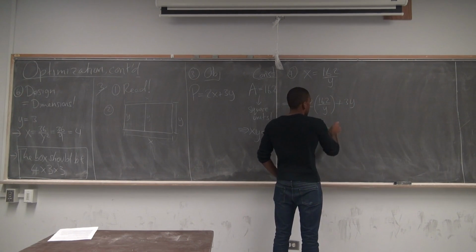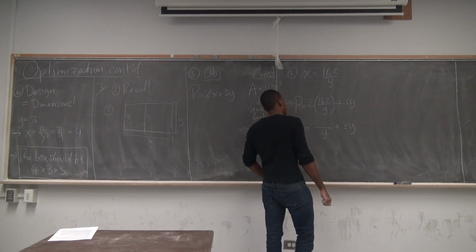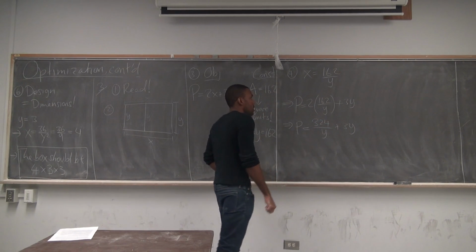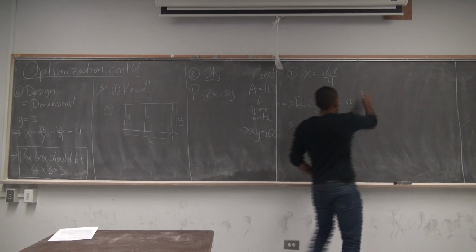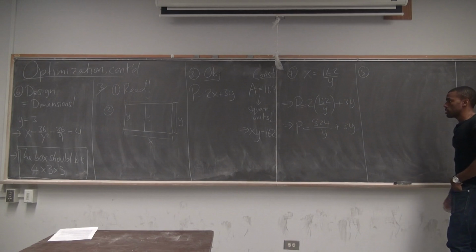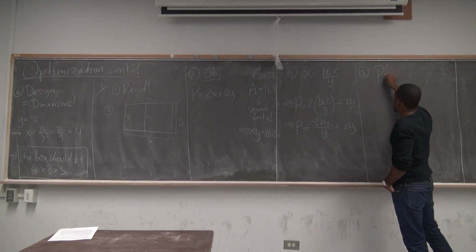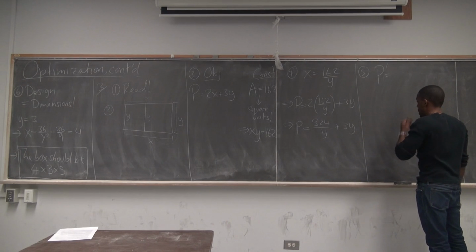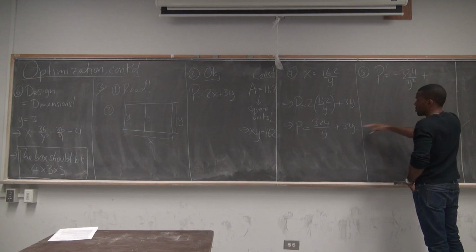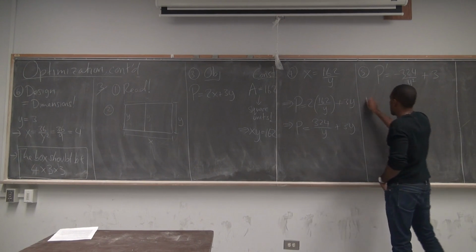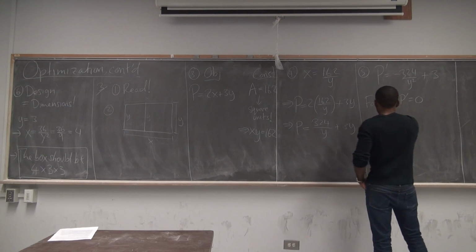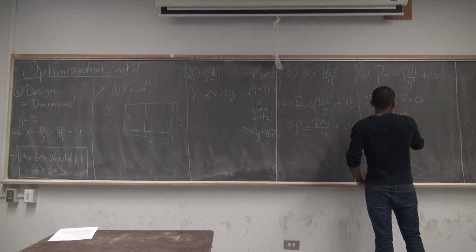So it becomes, what's 2 times 162? Okay. Which brings us to step 5. What are we going to do? Derivative, which is this guy. And so now I know I want to minimize, so for minimum P prime equals 0, this means minus 3 to 4.